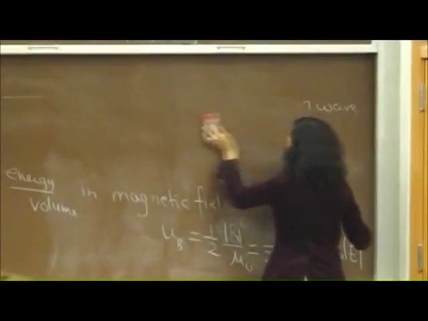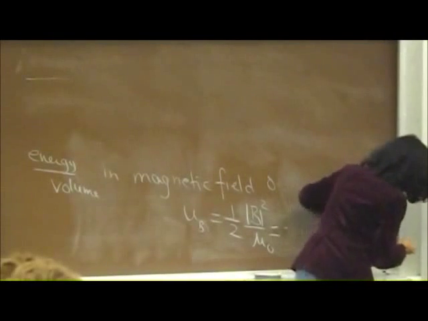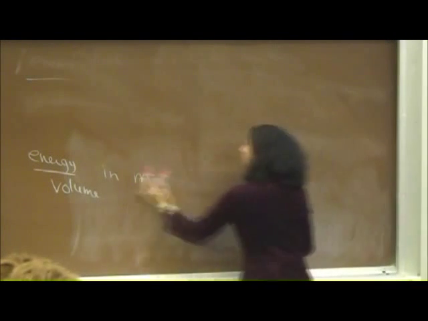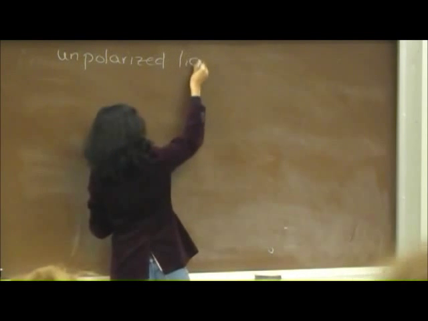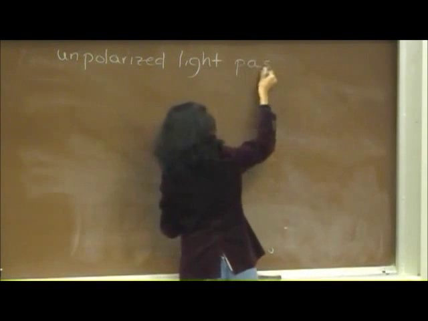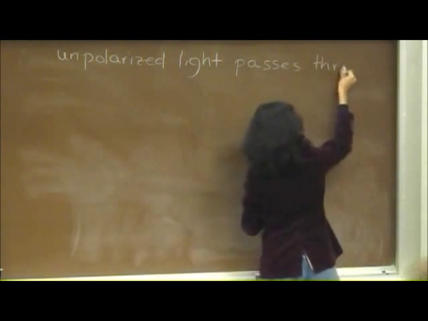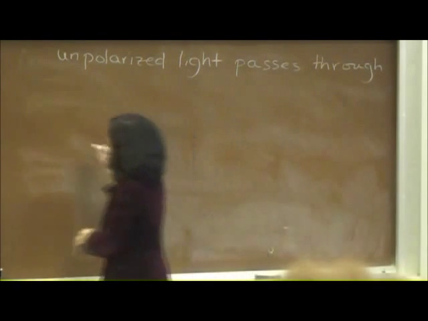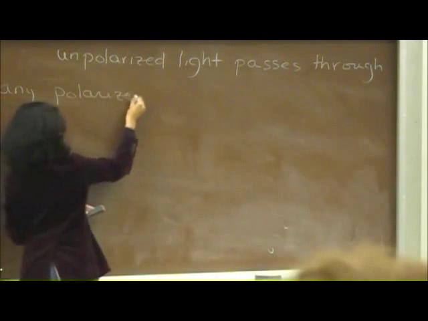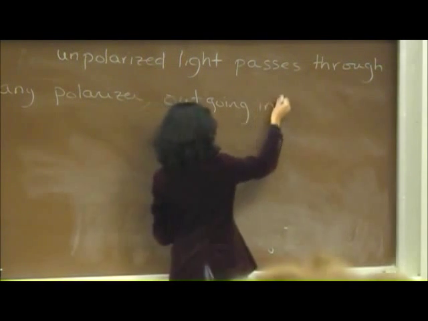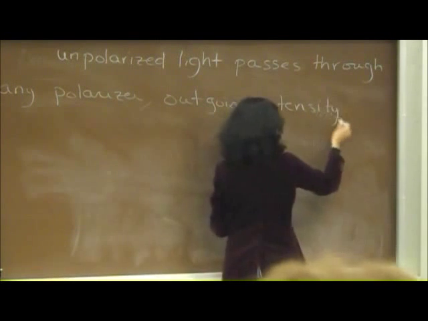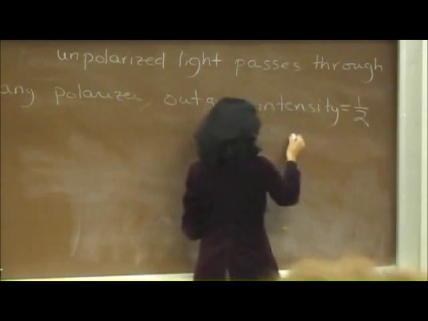whenever unpolarized light passes through any polarizer, the outgoing intensity is equal to half of the ingoing intensity.